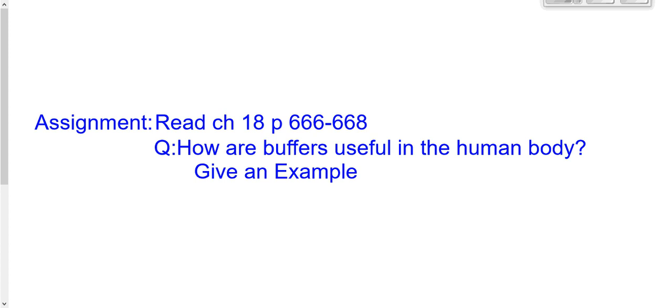And so we want to take a look at what could we do and how are these buffers used in the body. So it's a short little read and a good link between chemistry and biology. And that is the last of our lessons for our acids and bases unit.